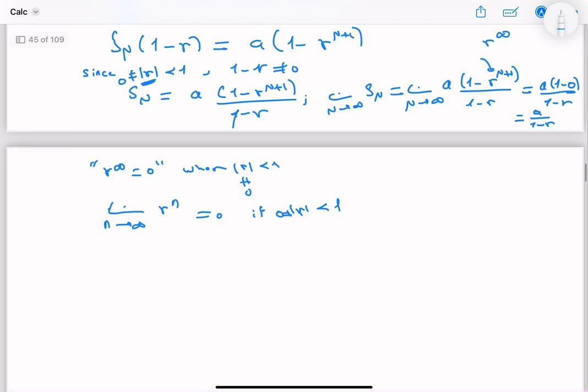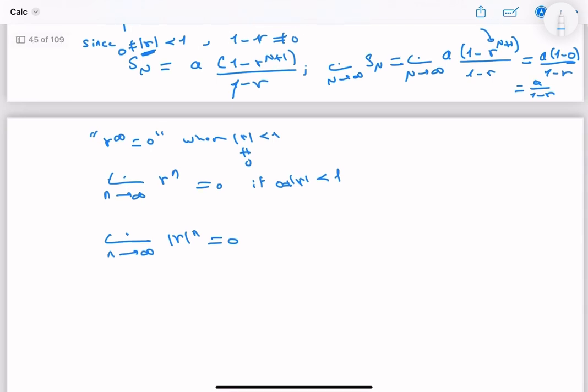So why is that the case? Well, let us prove that the limit of the absolute value of r^n as n tends to infinity is equal to 0. Because if we can prove that, then certainly the limit of this thing will be 0, right? So why is the limit of the absolute value of r to the n equal to 0?